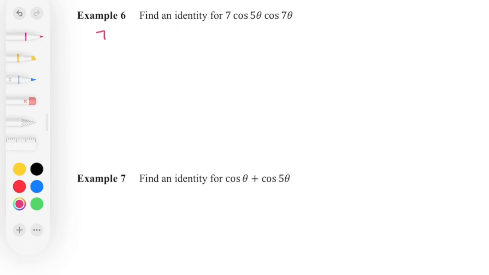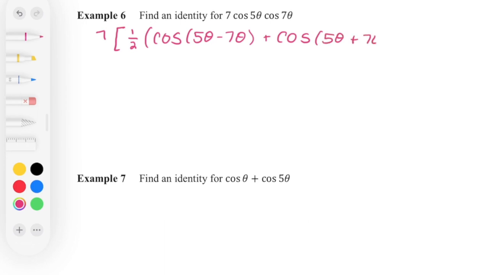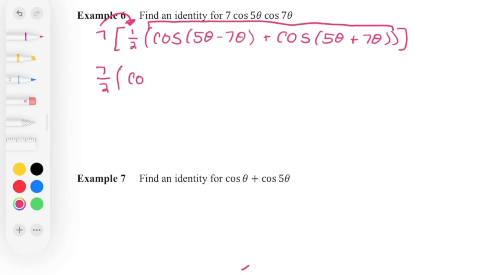We will then have 7 times 1/2 of cosine of 5 theta minus 7 theta plus cosine of 5 theta plus 7 theta. Again, I'm taking 1/2 times all of this, so when I distribute my 7 in, I'll still have 7/2 times cosine of negative 2 theta plus cosine of 12 theta.